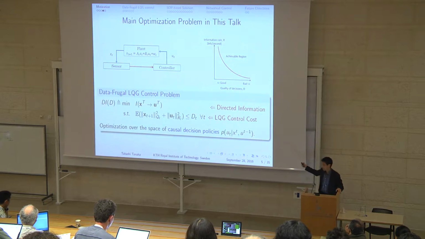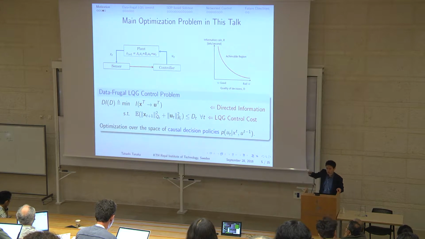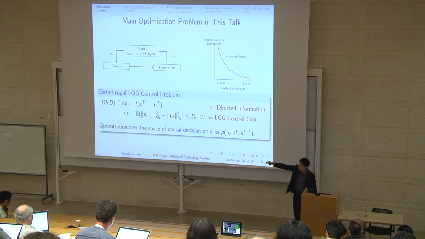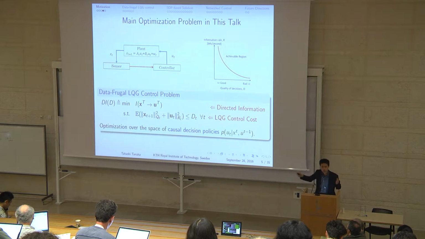And by solving this optimization problem, and by defining this optimal value as a function of D, this is exactly the trade-off curve between the quality of decision and the information that you have to use. In this diagram, I'm considering that direction to be a good direction because I want to minimize some control cost.